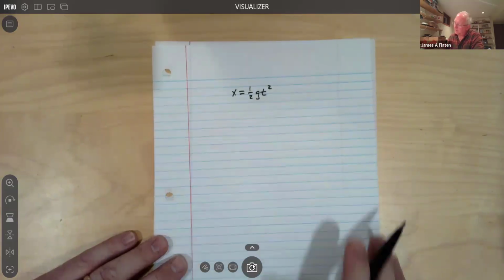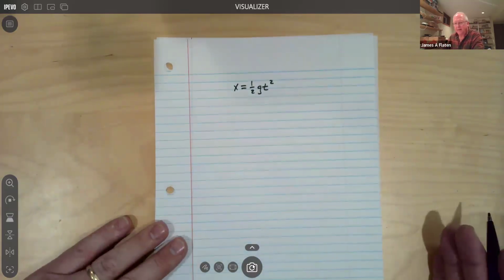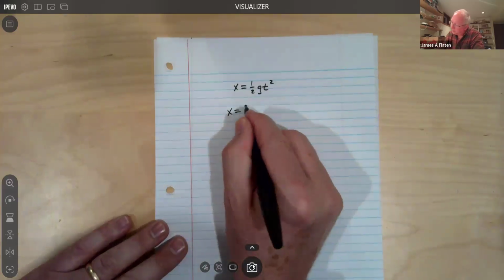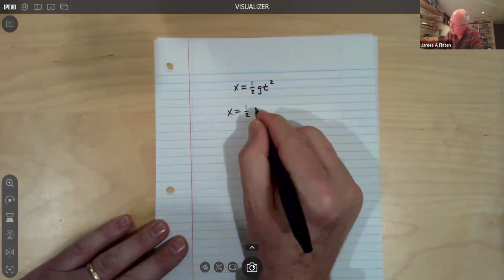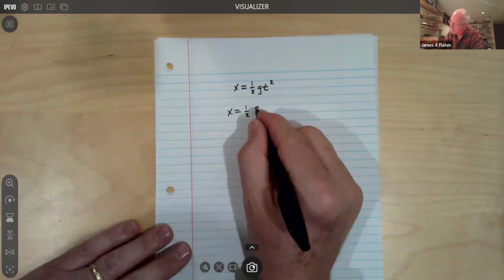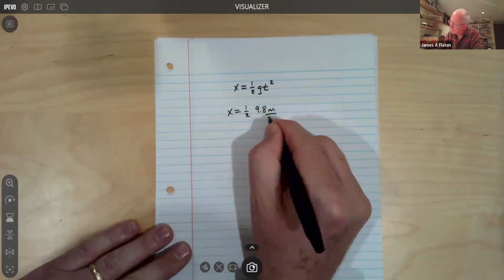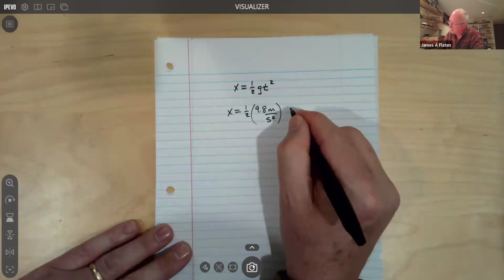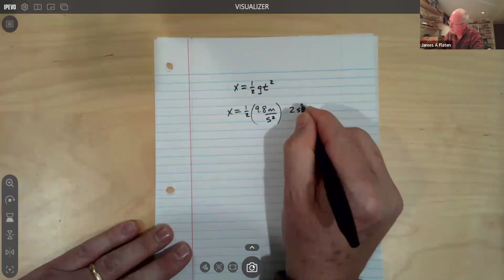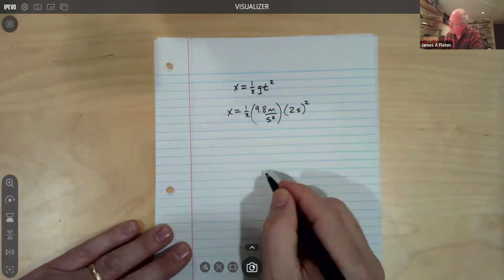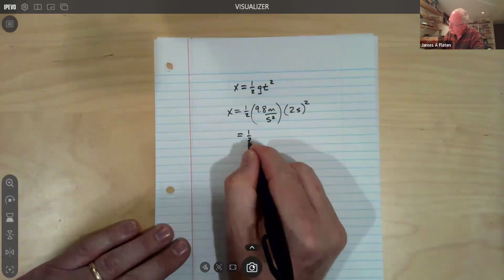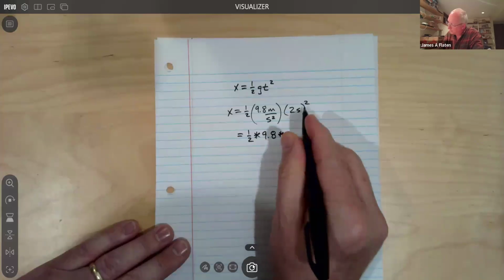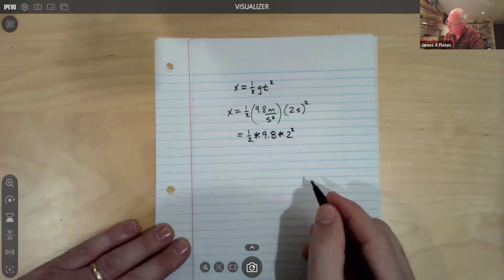Okay? And so let's say that I want to have something fall for 2 seconds. So x is equal to 1/2. G would be, let's do this in metric, 9.8 meters per second squared. So that's G. I'll put parentheses around it. And then I said I want to let the thing fall for 2 seconds. So there's 2 seconds. And then I need to square it. Okay. So the unit here is 1/2 times 9.8 times 2 times 2. That's fine. So that's the number.